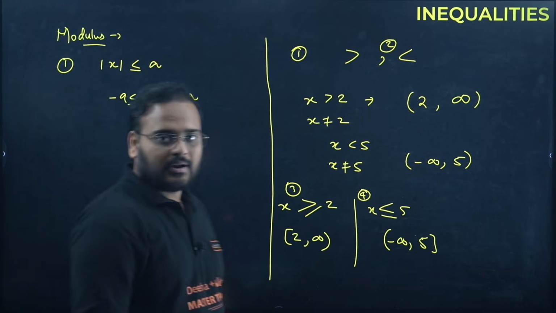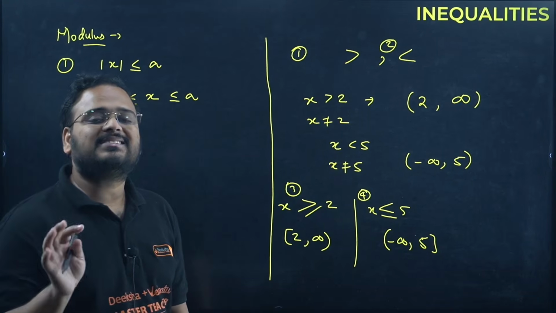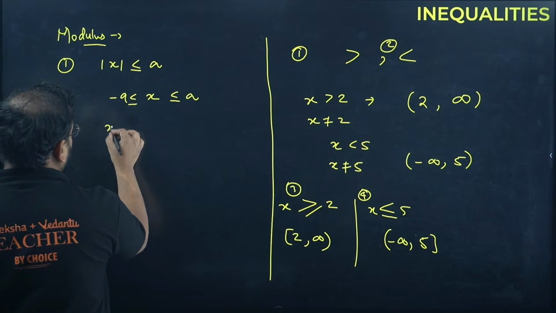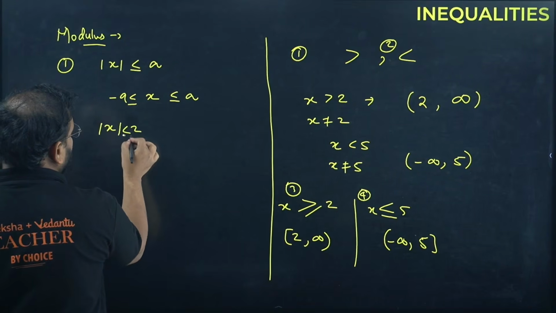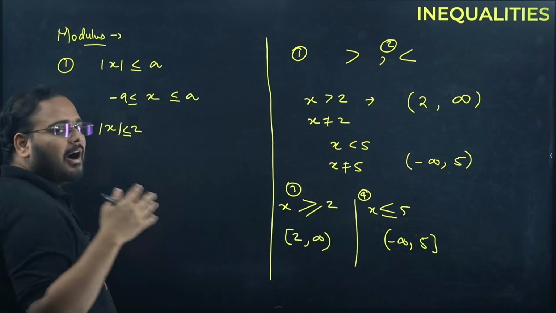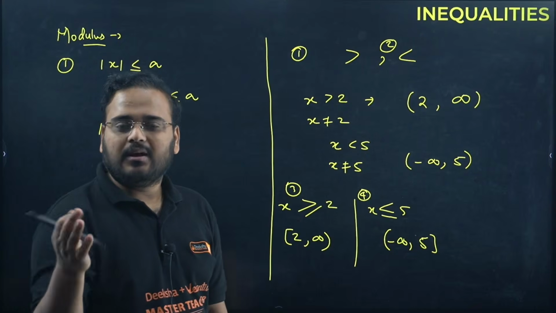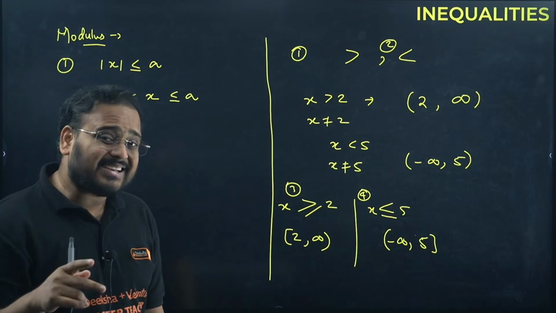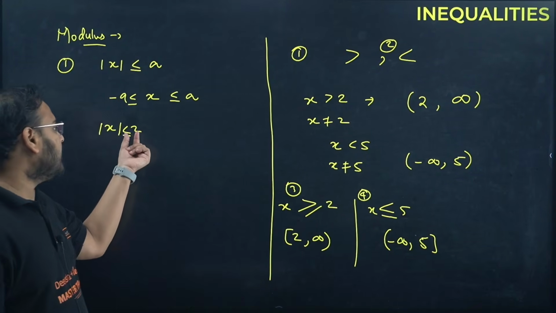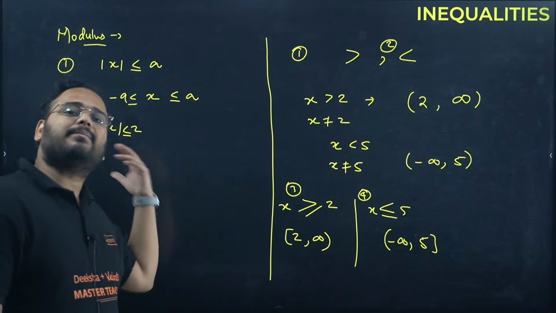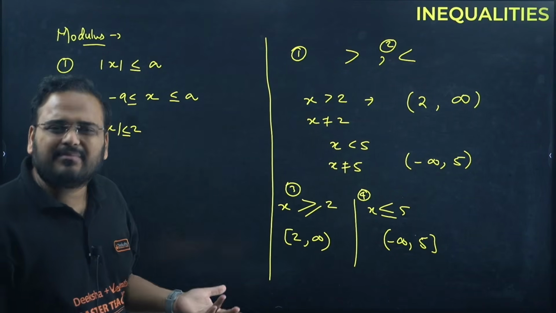Understand this. How? Let's say mod of x is less than or equal to 2. If you take any value after 2, think about it, 3. Mod of 3 is how much? 3. Is it less? No. Take a number which is less than minus 2, let's say I can take minus 3.